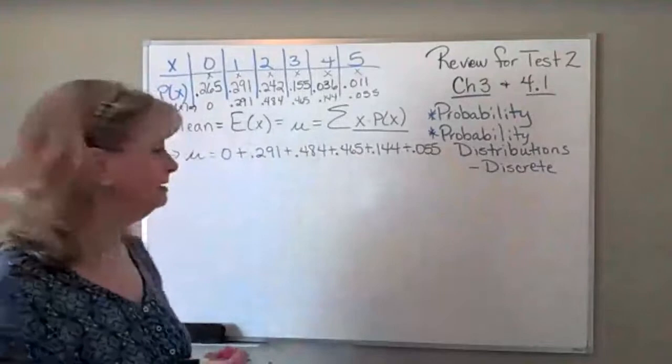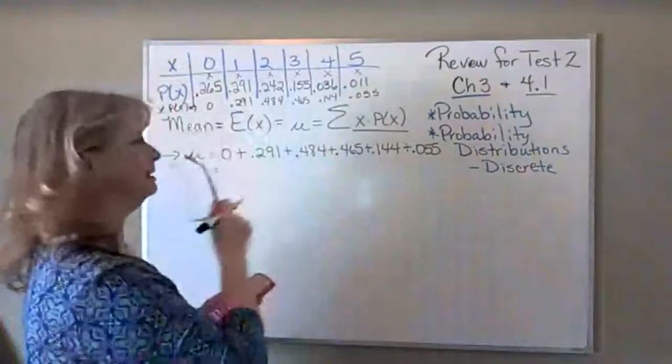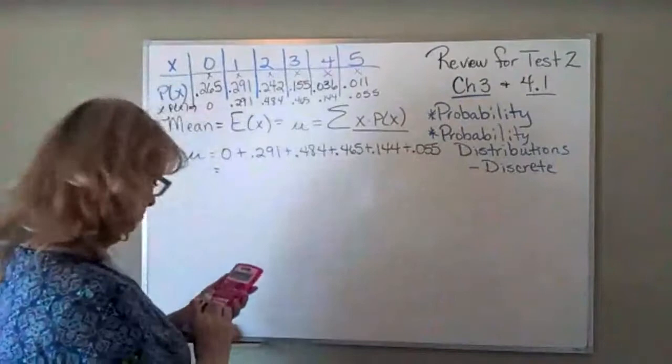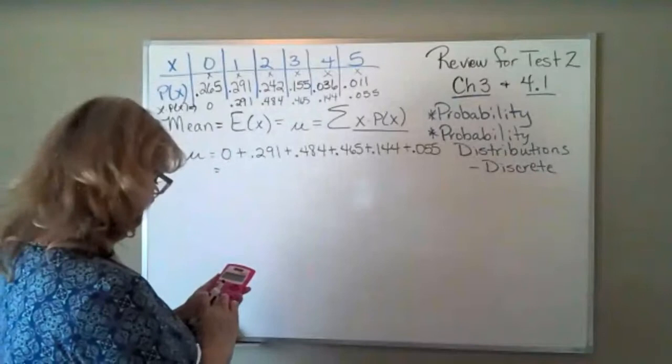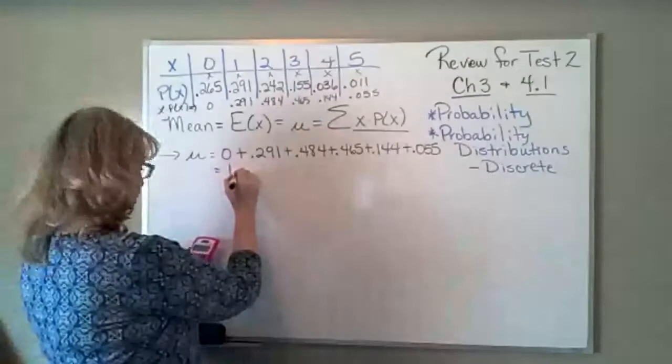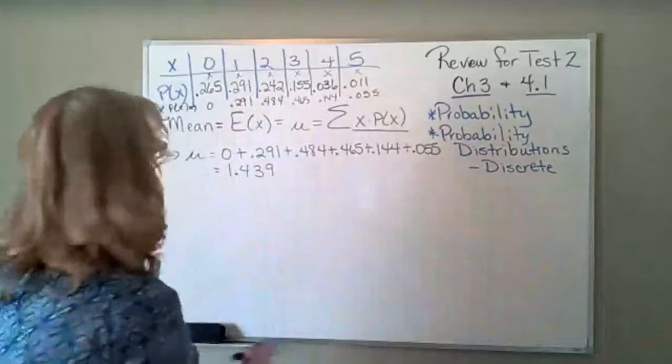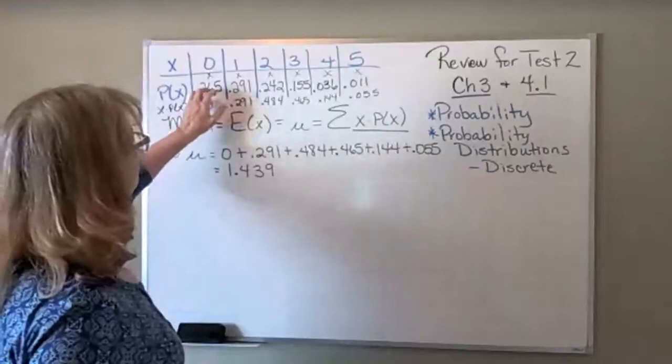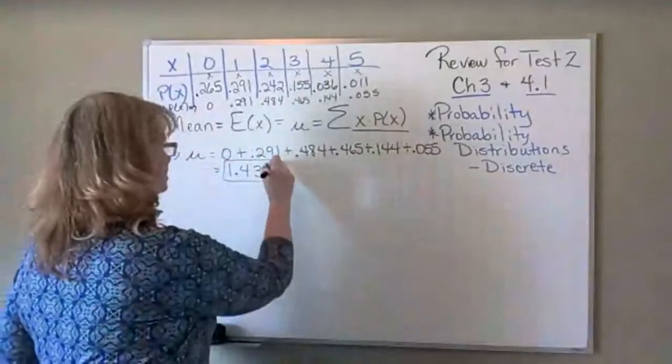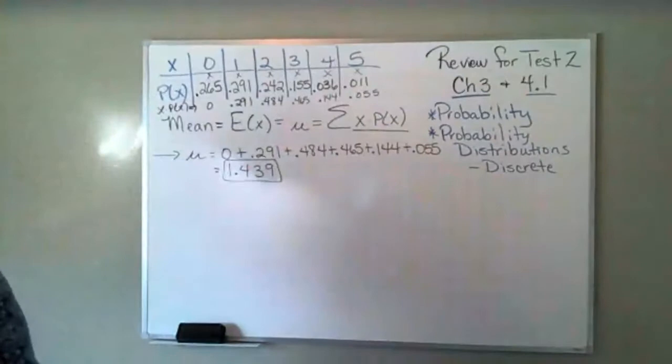And so on this one, when I add these together, I'm going to add them in my calculator. That number's already in my calculator, so I'm going to add backwards. 0.144 plus 0.465 plus 0.484 plus 0.291 and 0. Now remember, we already talked about the most likely thing was that out of the 1,000, definitely less than 3 would probably be defective. And notice what we found the average is 1.439. That's what I got without rounding. And then they want us to round this to one decimal place, so I would round that to 1.4.